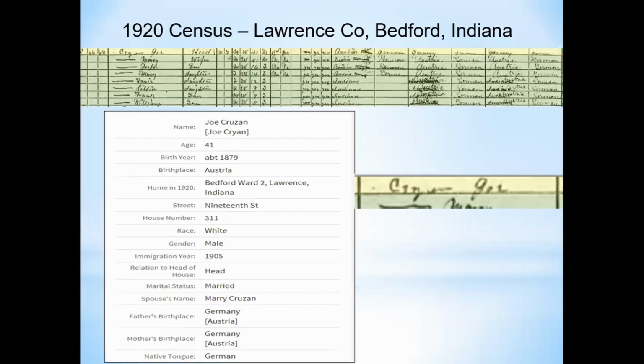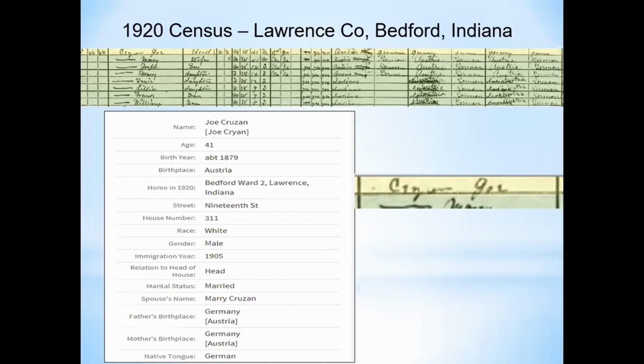And so the person that was reading and indexing this census did the best that they could. They thought it said Cruzan, C-R-U-Z-A-N. And of course, he's going by Joe, so not Joseph. This could also trip you up if your ancestor is using a nickname, so be sure that you're searching for different variants.